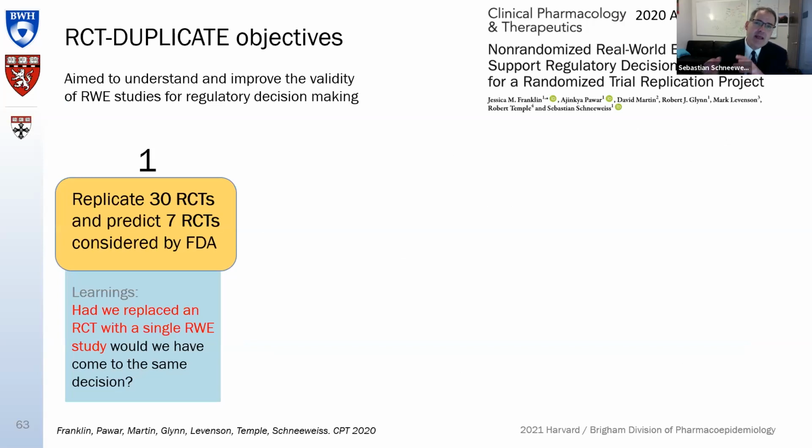Now, very narrowly, the FDA-funded project where we wanted to replicate 30 RCTs and predict 7 ongoing phase 4 RCTs, where we very narrowly wanted to learn whether if we had replaced an RCT that was submitted or should have been submitted to the FDA with a single real-world evidence study, would we have come to the same regulatory decisions? It's a very narrow question.